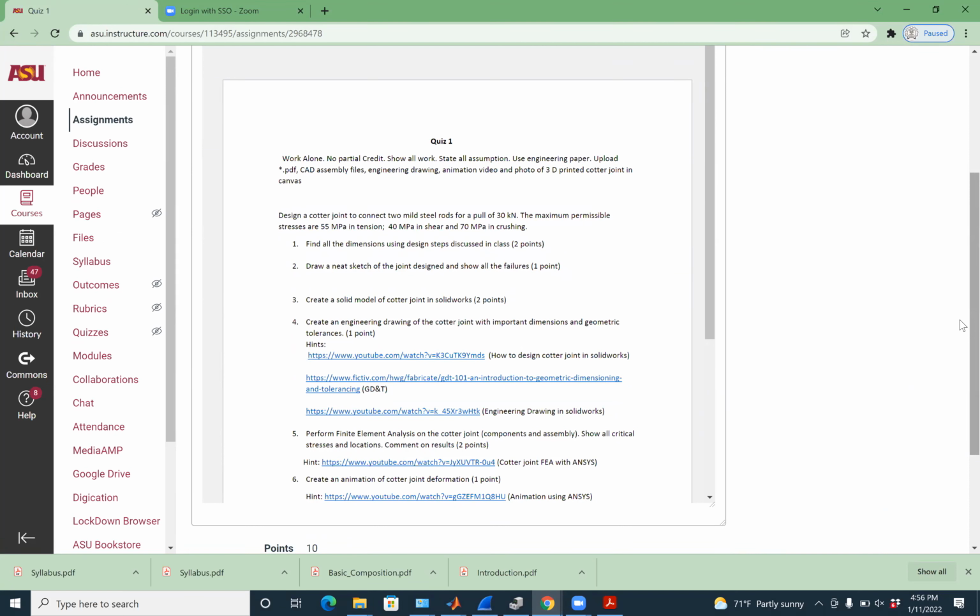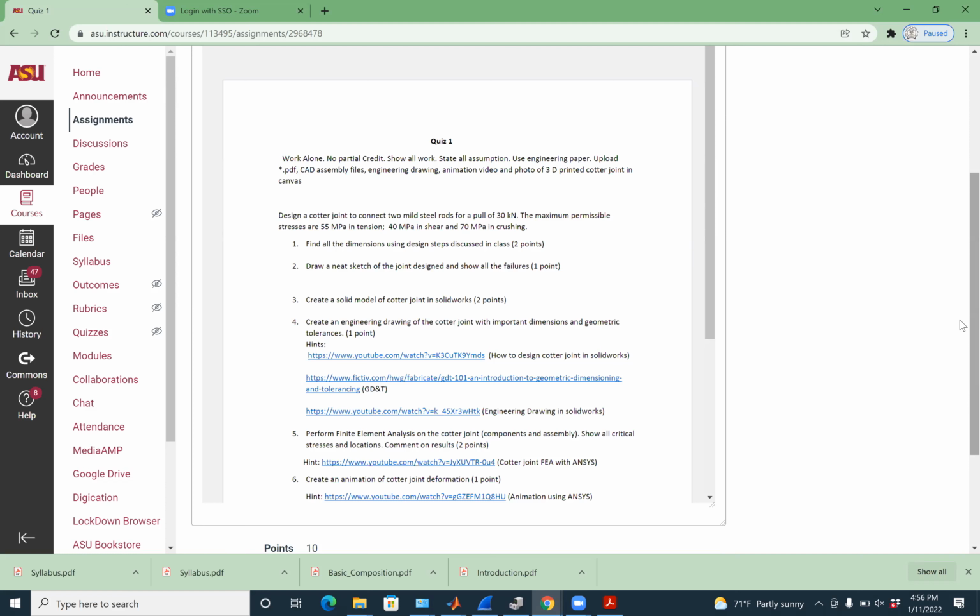I will explain the design of the quarter joint. I will work out a design of the quarter joint from start to end in this class. So I will find out all the dimensions. I will actually draw a nice sketch and show you how to design a quarter joint in this class. So that is the first step, which would be 2 points. Neat sketch. Just draw a handwritten sketch.